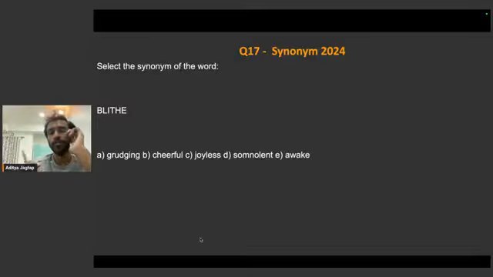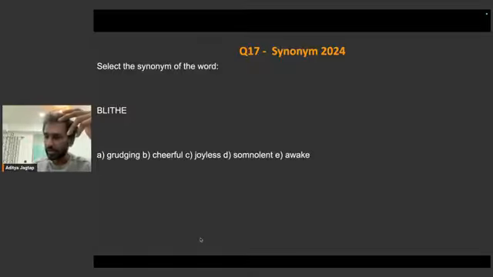Now there are some words where, if you look at blithe and Google its meaning, you'll get two meanings. These are words with two meanings that are frequently asked by the exams. So make a note of those, and make a record of both the meanings.